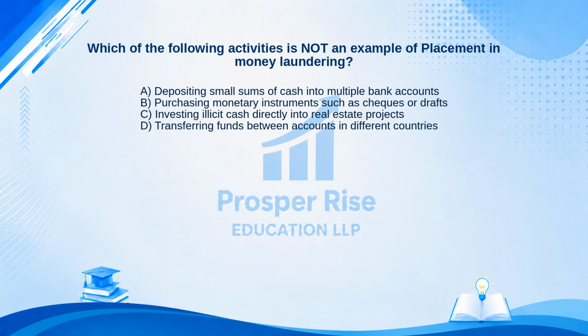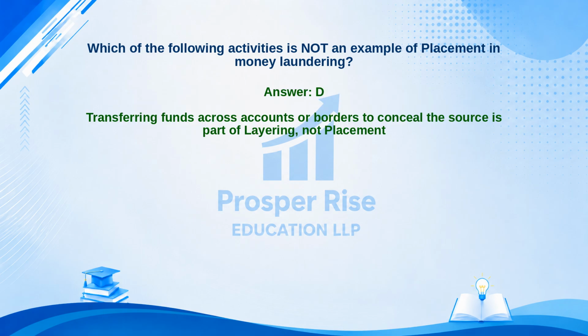A. Depositing small sums of cash into multiple bank accounts. B. Purchasing monetary instruments such as checks or drafts. C. Investing illicit cash directly into real estate projects. Or D. Transferring funds between accounts in different countries. Take a moment to pause the video and decide. The correct answer is Option D.